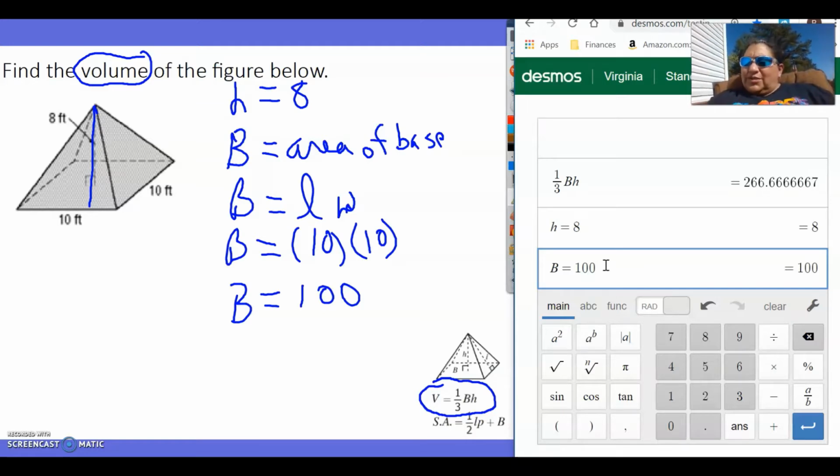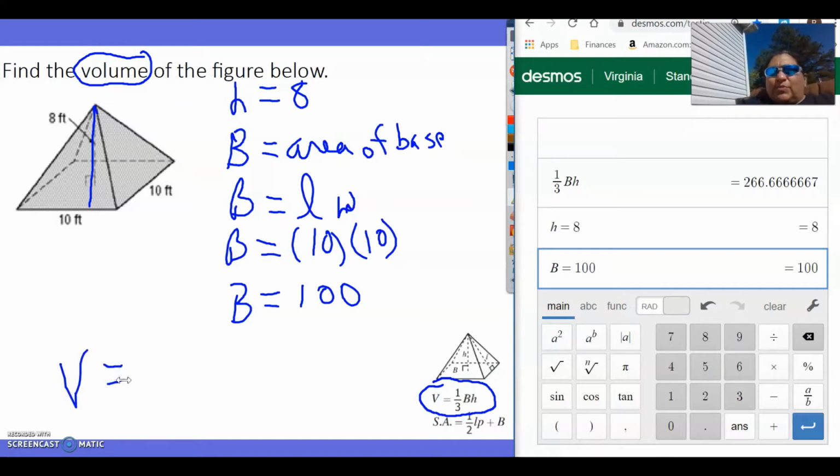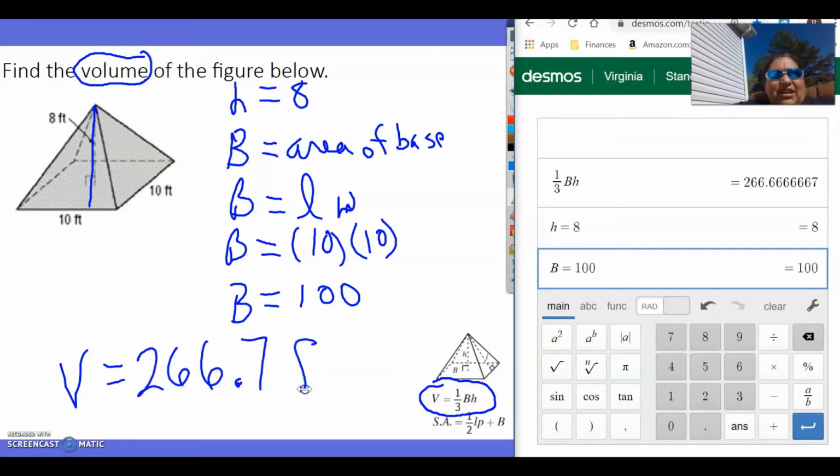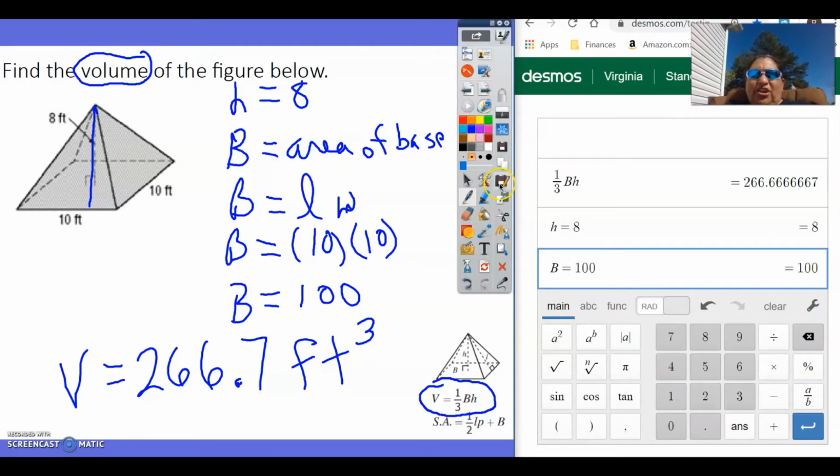So that tells us, pretty quick and easy, that the volume of this square base pyramid is 266, and let's round to the nearest tenth, 0.7 feet cubed. Because if we are doing volume, we want the cubic area. We want to know how much stuff will fit inside of that, okay? So let's check on the next one and see what we can do there.